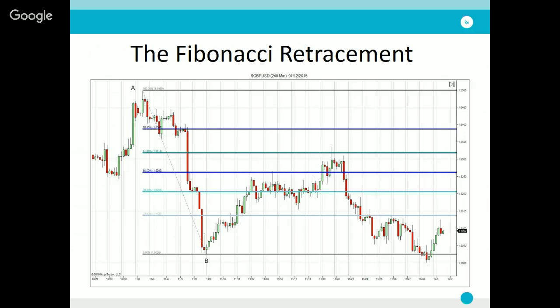So it's not until we move up into the 50% retracement that we actually have some added confluence with a clear structural level. So this previous low is broken. So this previous support is broken, now turns to resistance.